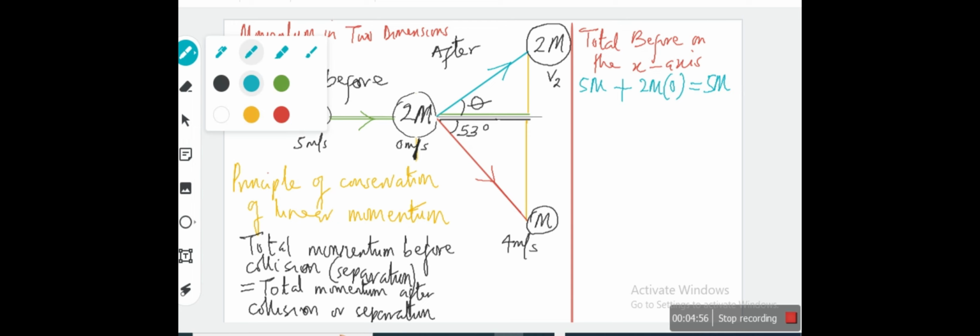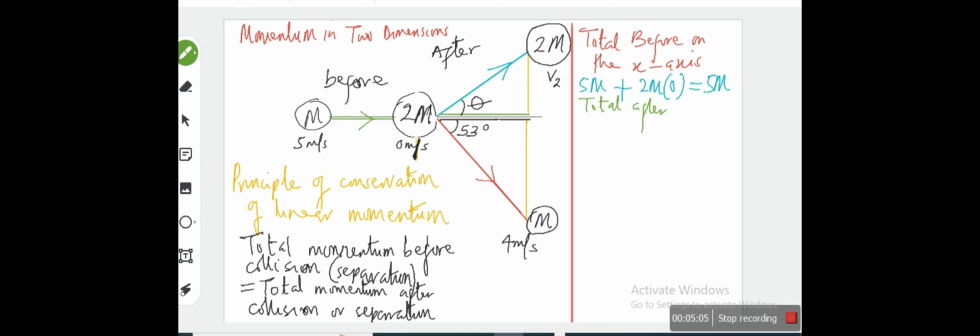Okay. So let's see total momentum after collision on the x-axis. We do the same for the y-axis because this is now two dimensions. So let's go. m moved this way at an angle of 53 degrees. 2m moved this way at an angle of theta. We are going to split it into two, giving a component to x, another component to y, because it is inclined to the plane of reference. You know what I'm talking about?